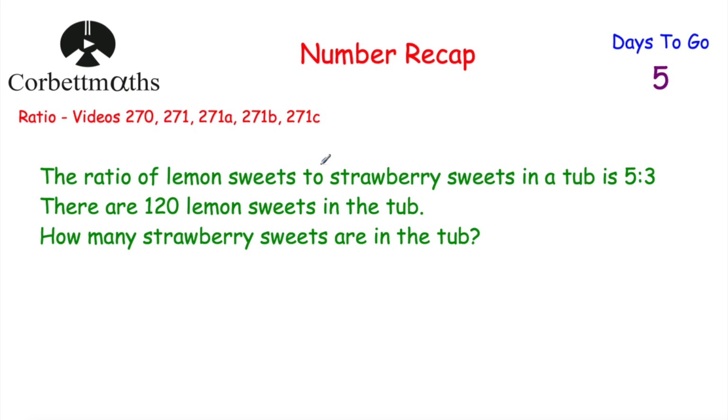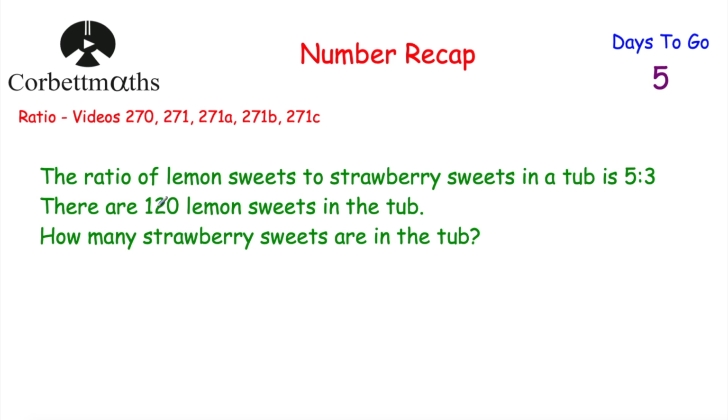Okay, next, sometimes with ratio questions, rather than sharing out the total, they give you one of the values. So here we've got the ratio of lemon sweets to strawberry sweets is 5:3. So for every 5 lemon sweets, there's 3 strawberry sweets. We're told there's 120 lemon sweets, so we're told one of the quantities, and we want to find out how many strawberry sweets there are. You could do this by considering for every 5 lemon there's 3 strawberry, then for 10 lemon there'd be 6 strawberry, for 15 lemons there'd be 9 strawberry sweets, and so on.